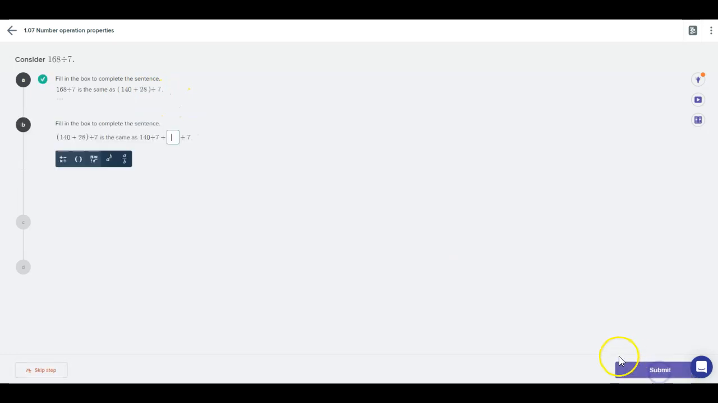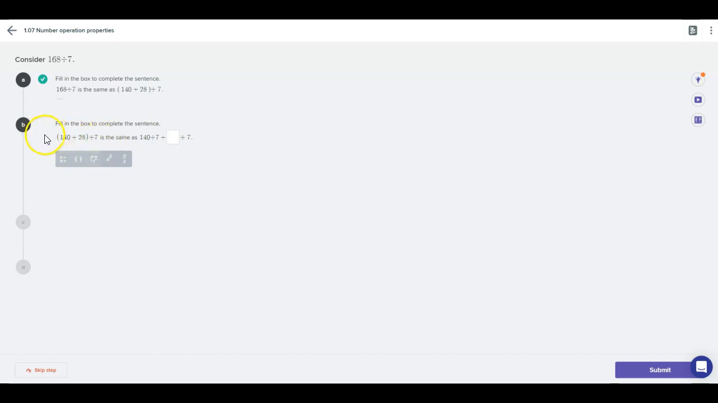So let's submit and look at part B. So now it says fill in the box to complete this sentence. Yes, we have used the distributive law. So what we're saying is 140 divided by 7, there it is there, plus, because inside the bracket is a plus and our division is on the right-hand side.